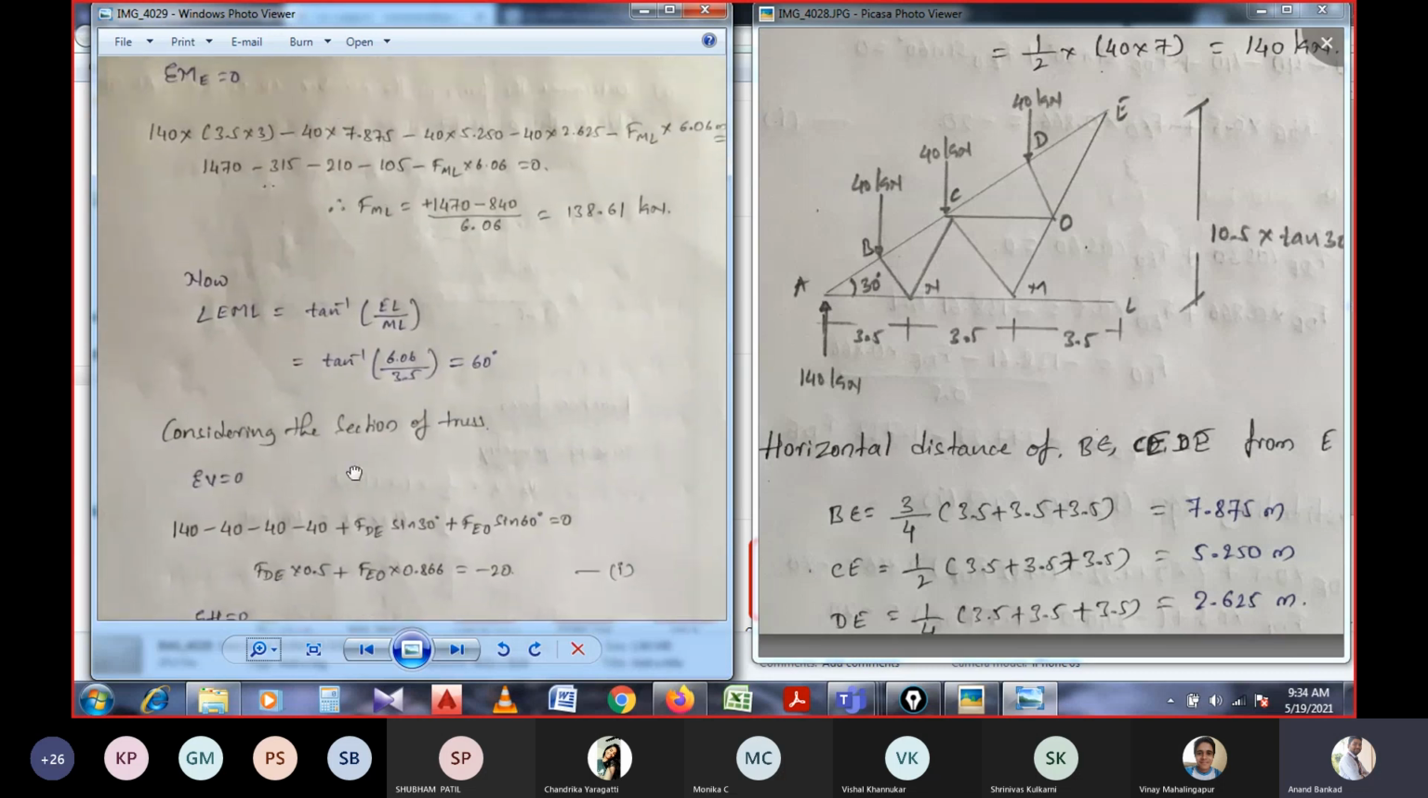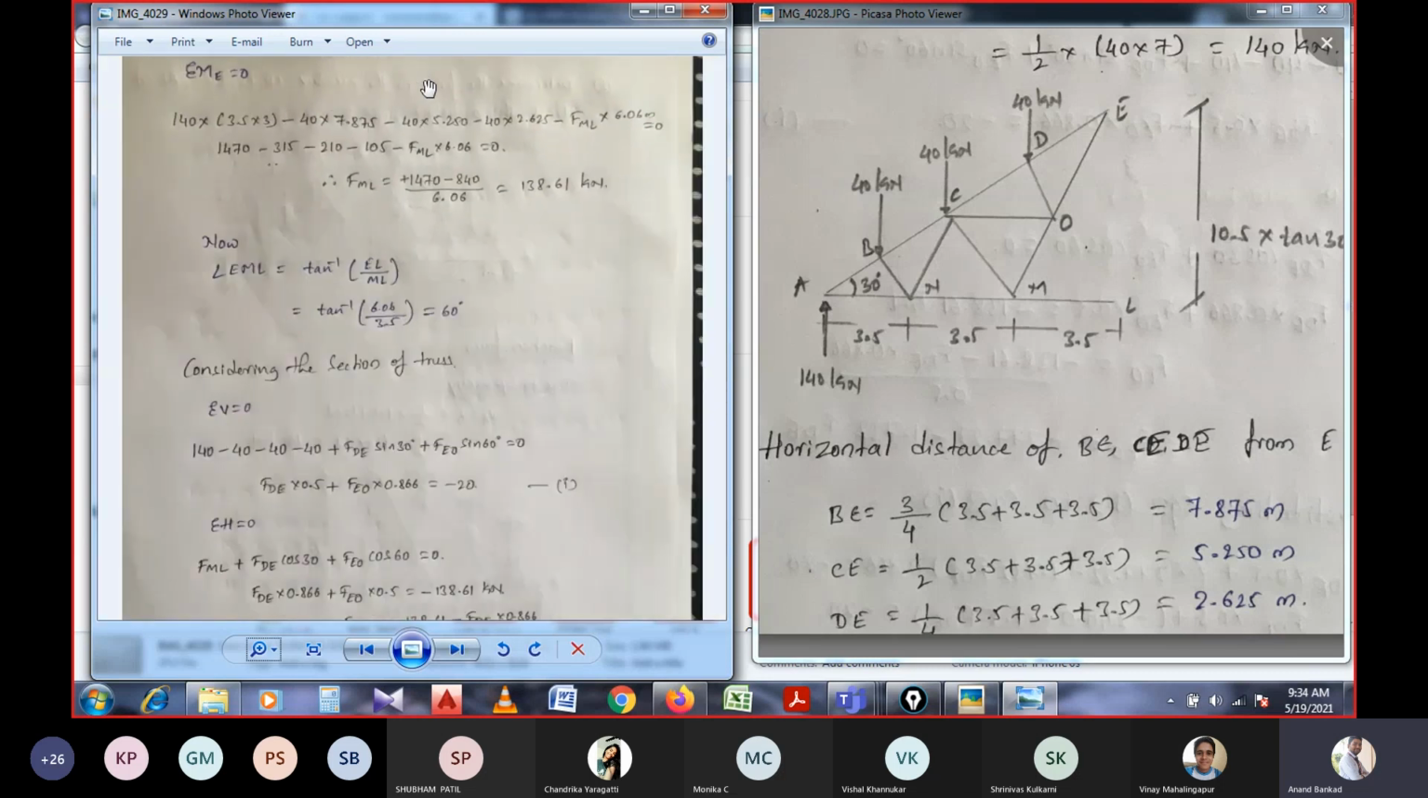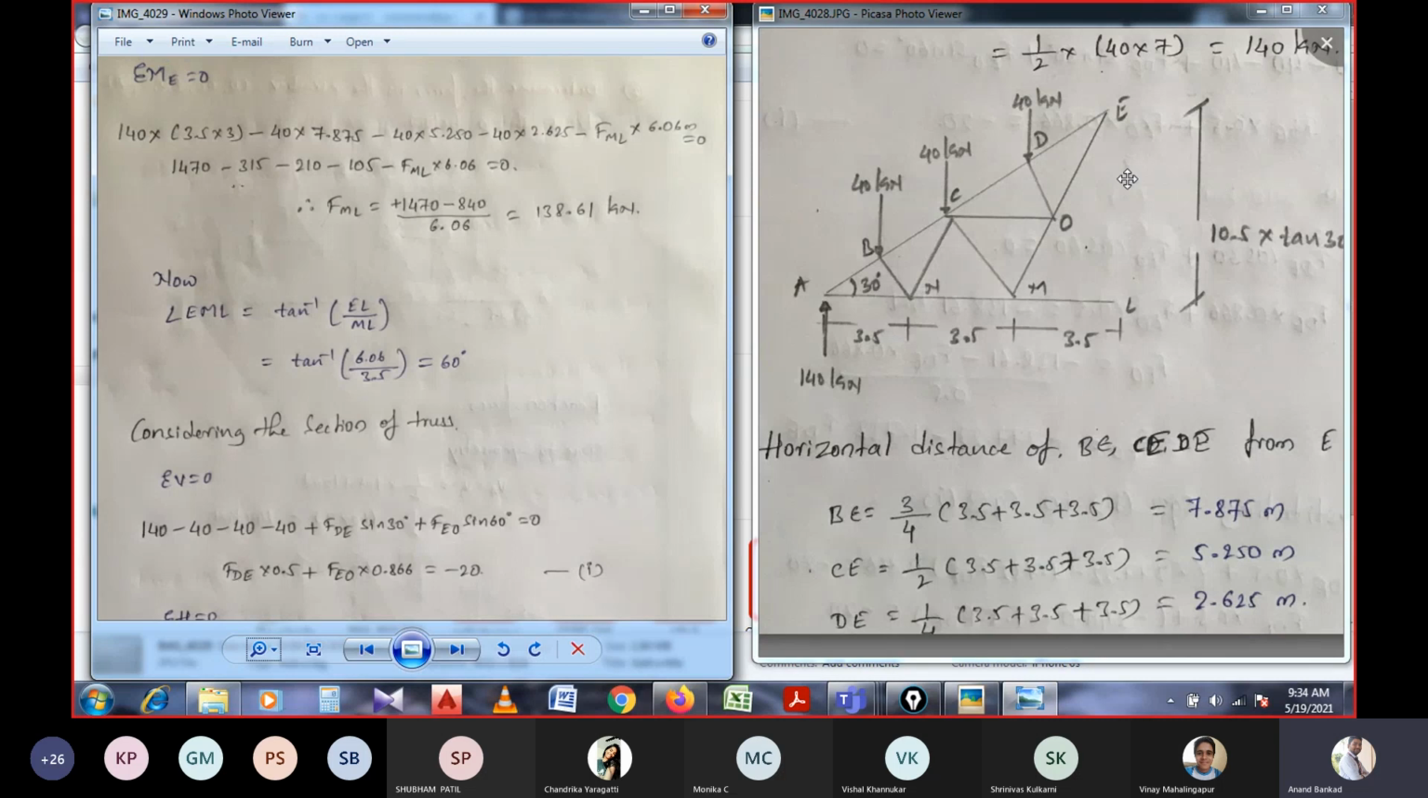So here the equations are considered. See, now we are referring to the moment about point E. If you want to take the moment about point E, the horizontal distances need to be observed, which are already calculated for the different forces over here. So if you take the moment about point E, 140 kilonewton is the total force acting with a perpendicular distance to the point E of 10.5. That means 3.5 into 3 times. That is what is written over here.